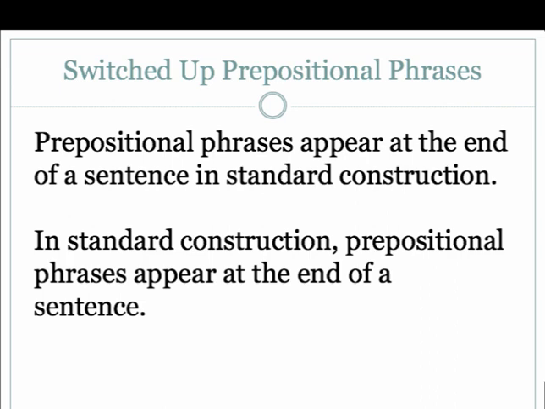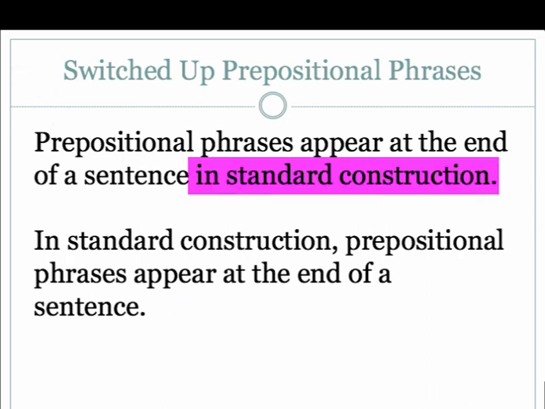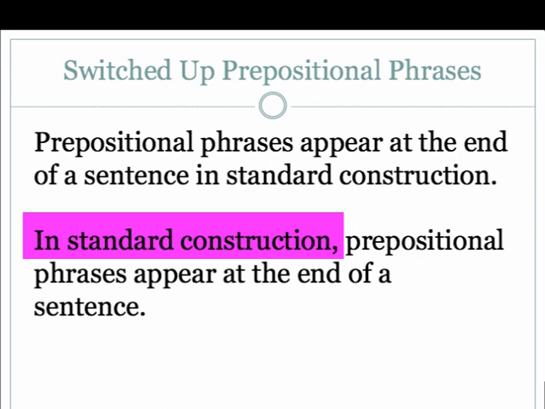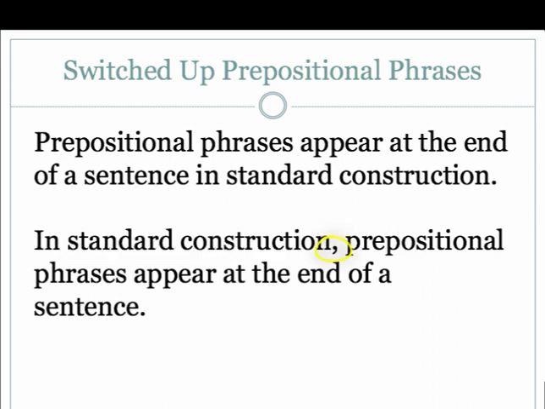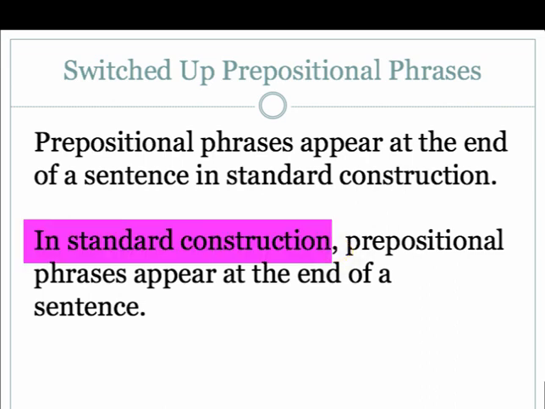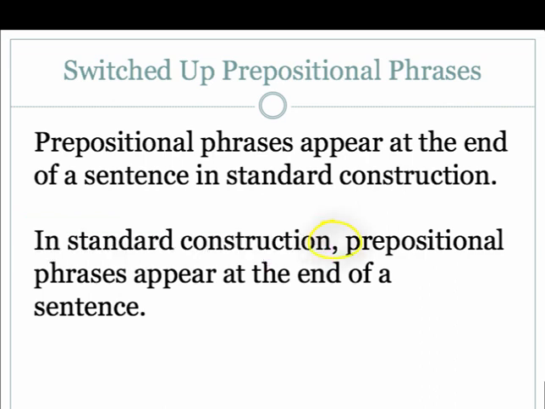Our first type are the prepositional phrases. Prepositional phrases appear at the end of a sentence in standard construction. That sentence is actually in standard construction. Look at the second example. What I've done is taken one of the prepositional phrases and put it at the beginning of the sentence. In standard construction, comma, prepositional phrases appear at the end of a sentence. It's key when you have a prepositional phrase at the beginning of a sentence to use a comma after that phrase. It does also give kind of a natural pause when a person reads that sentence.